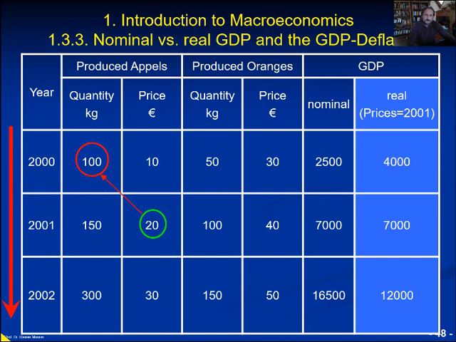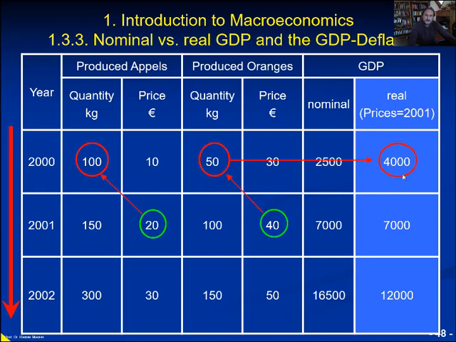Now do the same for the oranges industry. We take a look at the production quantity, 50 kilogram oranges, and then we multiply this production quantity with the price of oranges in the year 2001, namely 40 euro per kilogram. This results also in a value of 2000 euro. 2000 euro value added in the apples industry plus 2000 euro value added in the oranges industry results in a real GDP number for the year 2000 of 4000 euro.